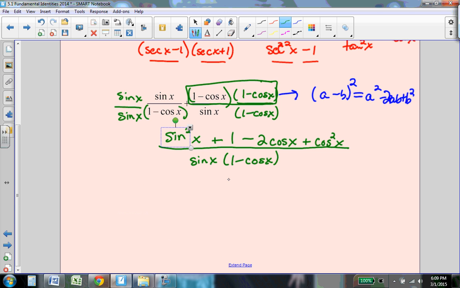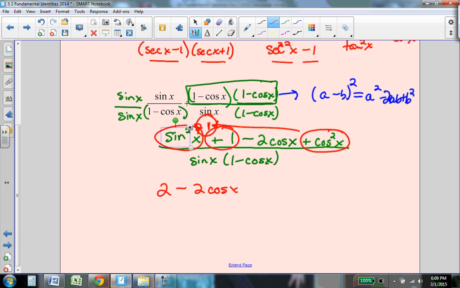Alright, now up here, I have sine squared of x, and I have a cosine squared of x added together, and I know that those two together with the Pythagorean identity is 1. It's simply 1 with these two together. So in the numerator, I have 1 from those two, and another 1 from those. So altogether, I have 2 minus 2 cosine of x in my numerator.